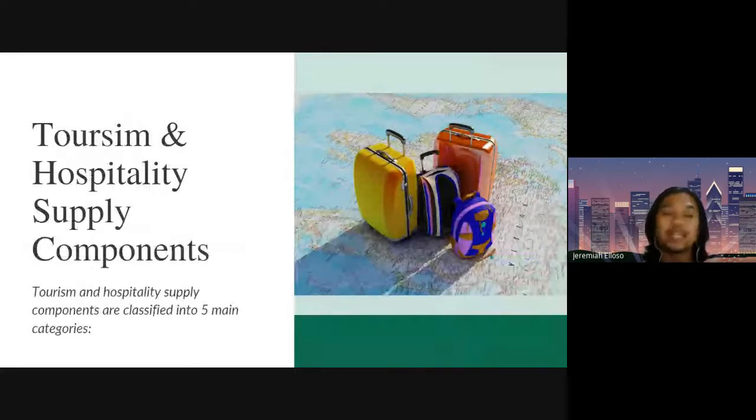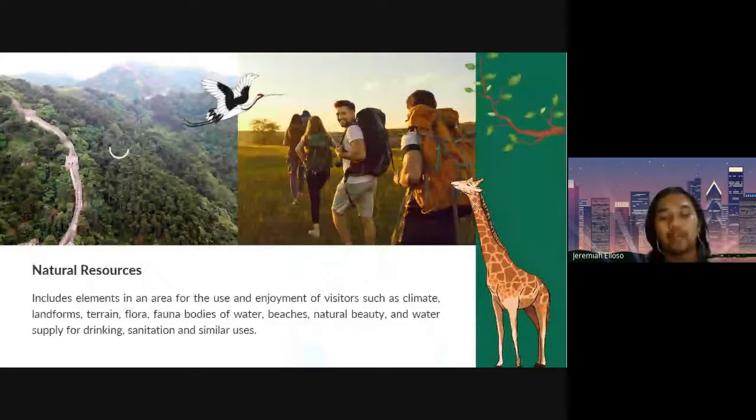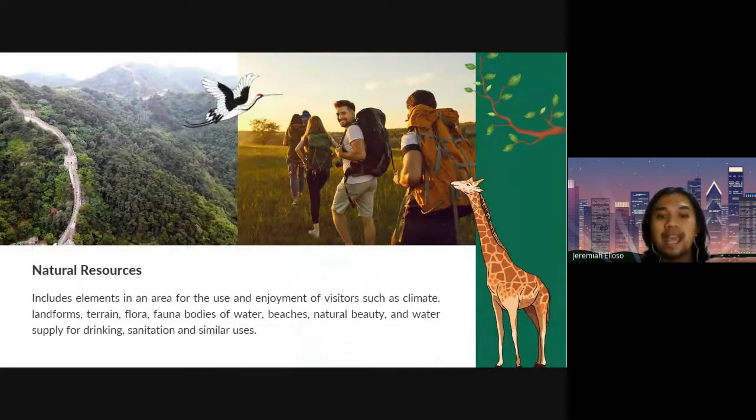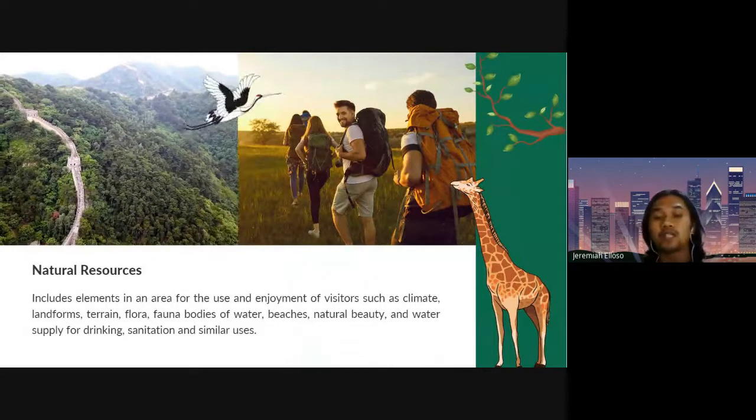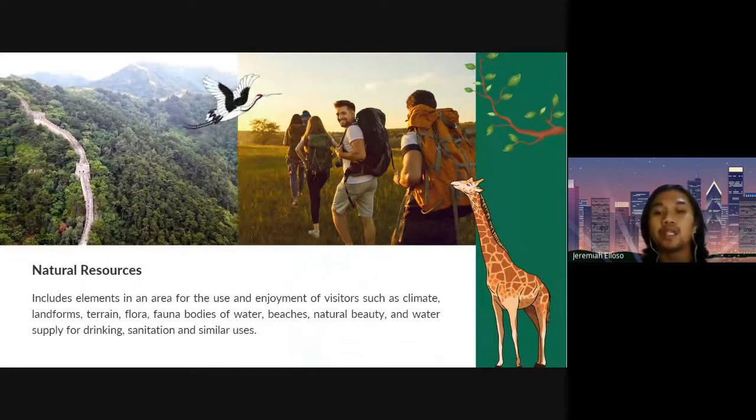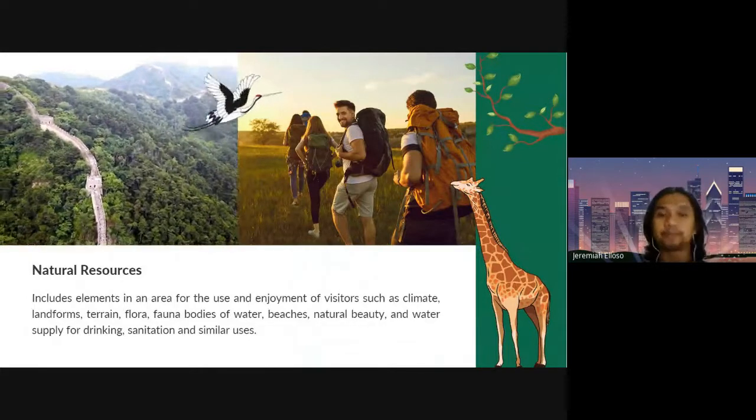All right. Now, let's go to the tourism and hospitality supply components. There are actually five categories. Let us have first the natural resources as the first supply component. This includes elements in an area for the use and enjoyment of visitors, such as climate, landforms, terrain, flora, fauna, bodies of water, beaches, natural beauty, and water supply for drinking, sanitation, and similar use.